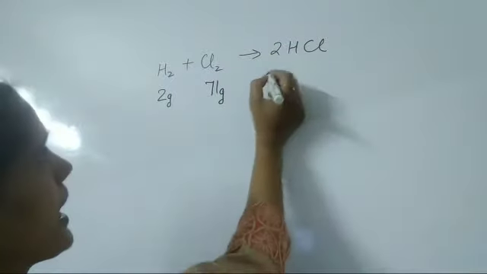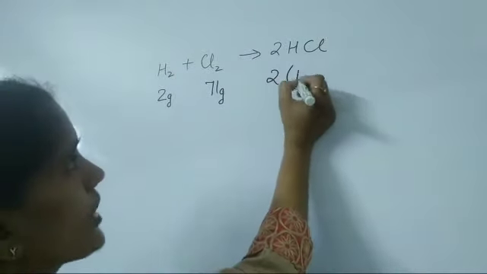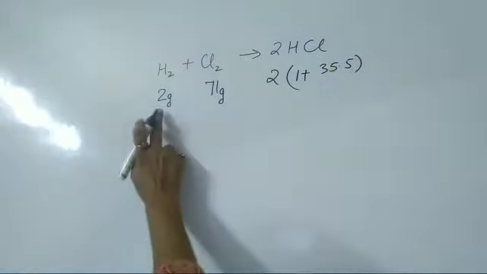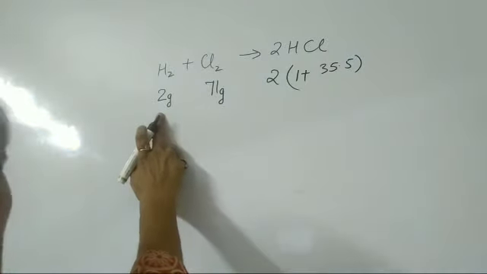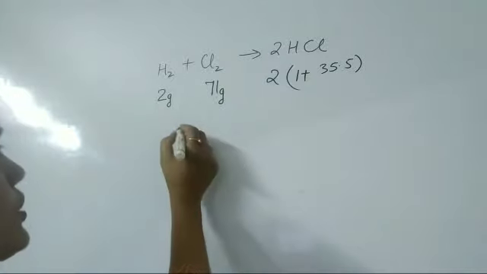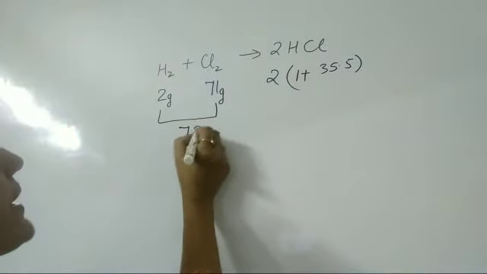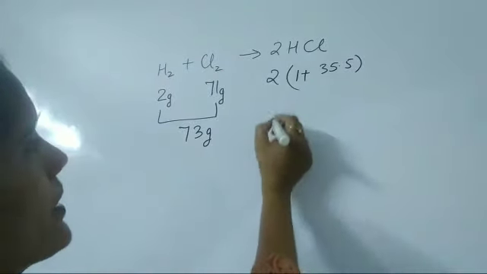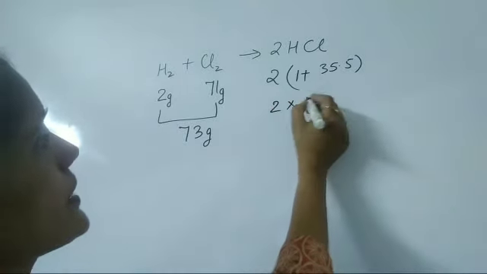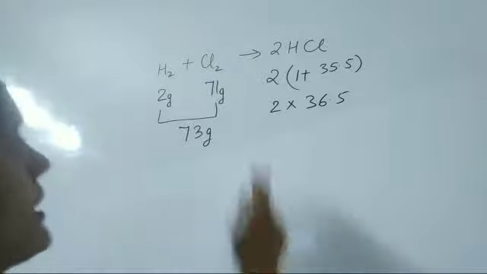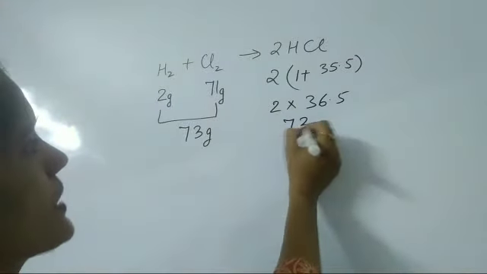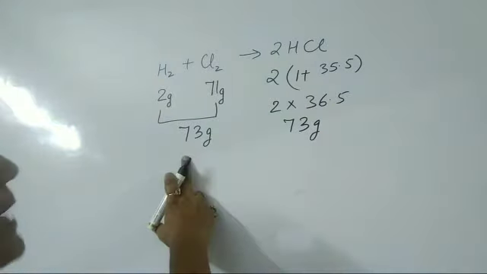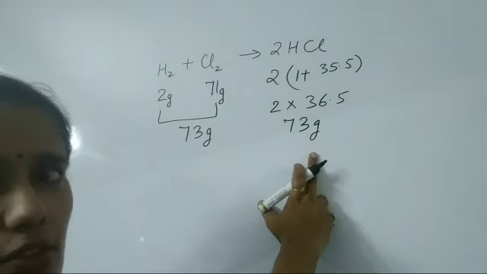Now, in HCl, the atomic mass of hydrogen is 1 plus 35.5. Okay, so 71 gram of chlorine reacts with 2 gram of hydrogen. Total mass is 73 gram. Now let us calculate the mass of product formed. 2 into 36.5 equals 73 gram. So, we can easily prove that the mass of reactant is always equal to the mass of product.